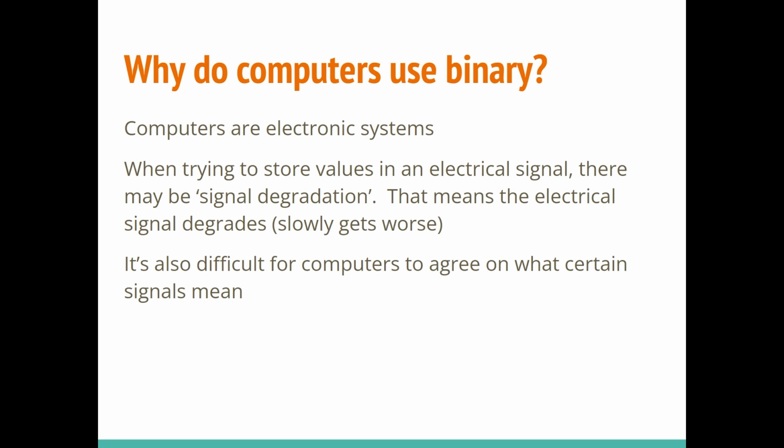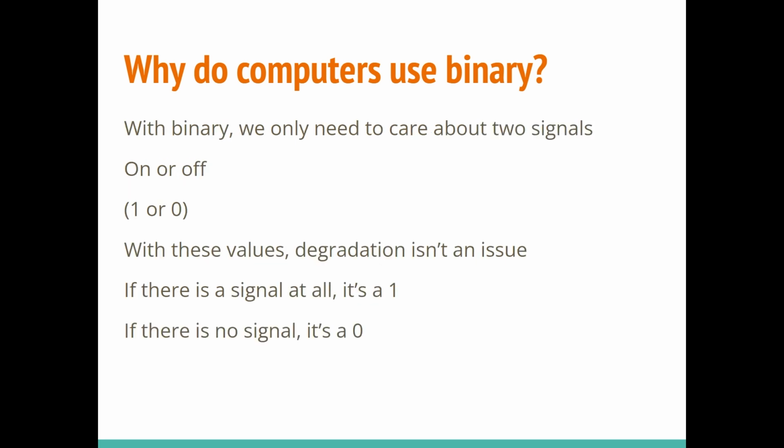But also, what voltage would you all agree on? Would every computer agree on what the voltages would mean? This can be difficult, and there were many standardization difficulties in the early days of computers. With binary, you only need to care about 2 signals, the 1 meaning on and the 0 meaning off. With these values, degradation isn't an issue, and everyone just agrees that 1 is on and 0 is off.